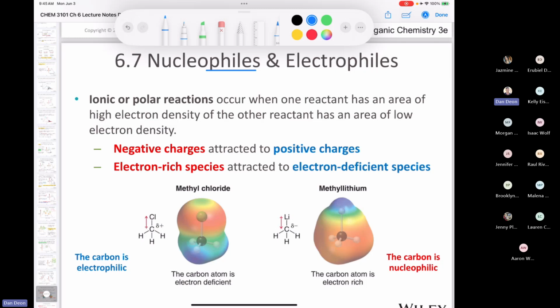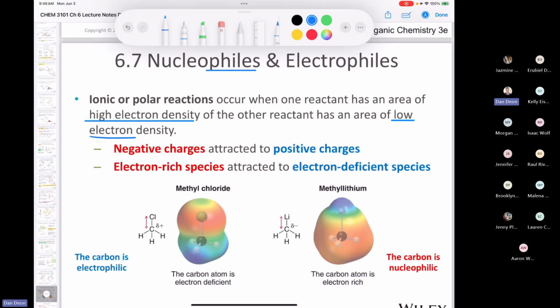Whereas an electrophile, a file is something that loves something. So if you love electrons, electrons are negative. So electrophiles are oftentimes positive, and you can kind of think about it that way. So if you think about the reactions that we've done in this class, it says here that ionic or polar reactions occur when one reactant has an area of high electron density and the other reactant has an area of low electron density. Now, how would you know if something has high electron density versus low electron density?